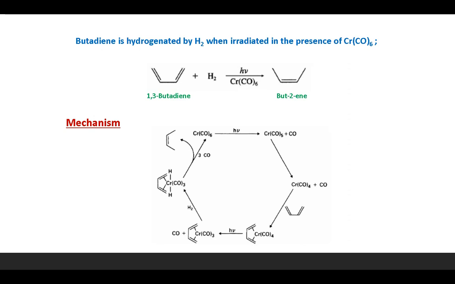Now, we will discuss its mechanism. The mechanism for this reaction probably involves repeated photodissociation of carbon monoxide, followed by diene coordination and H2 coordination. See the figure, as shown here. The photodissociation of chromium hexacarbonyl has been extensively studied, and the original excitation and dissociation to chromium pentacarbonyl yields a molecule that is sufficiently vibrationally excited to dissociate a second CO rapidly. The chromium tetracarbonyl product of this dissociation is stable toward further dissociation, but can accept 2 more pairs of electrons, as shown in the figure, to give the product.